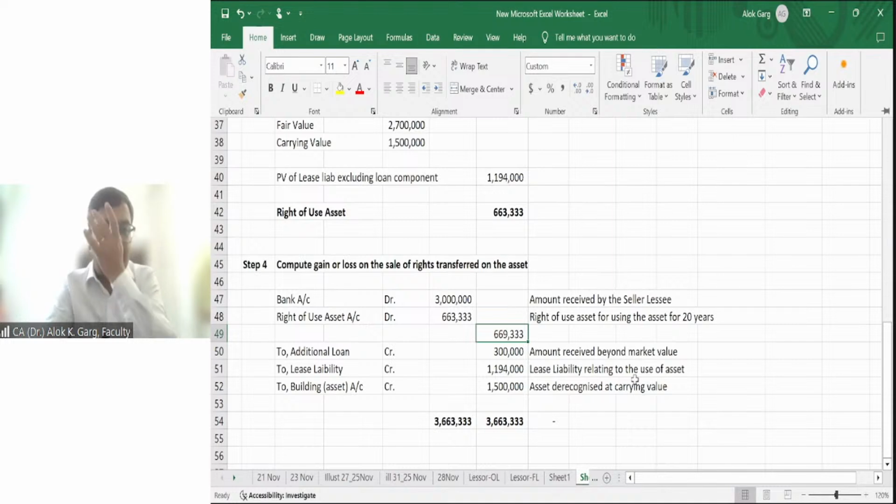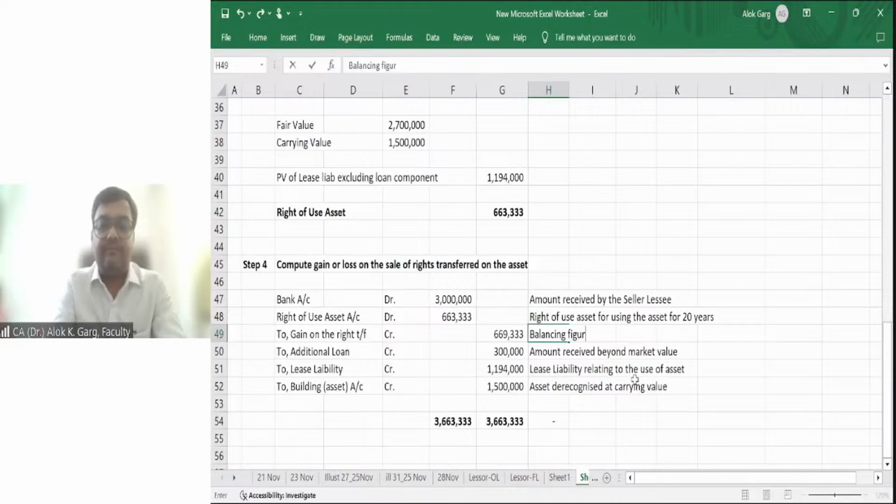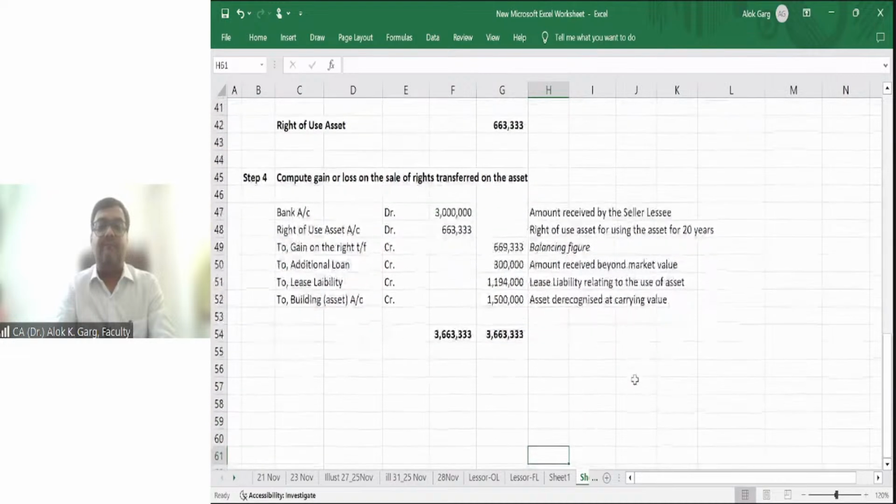This is my gain on the rights transferred, credit. This will be your balancing figure. This is how you compute the gain or loss on the sale of rights transferred on the asset.